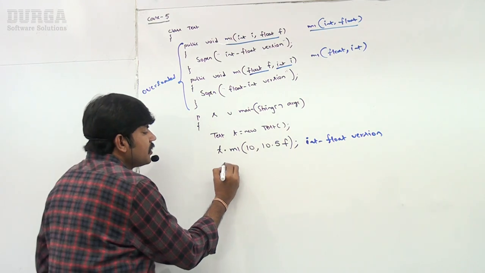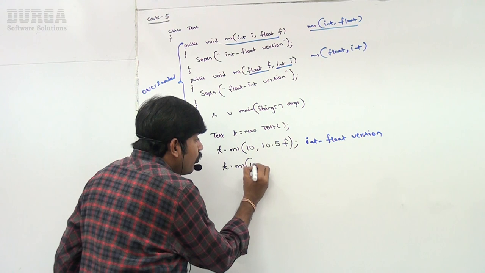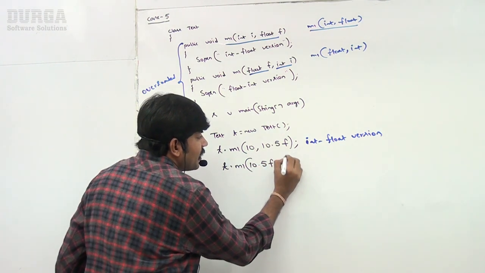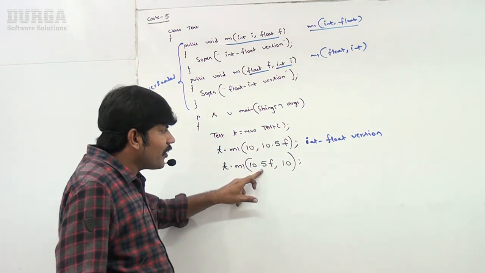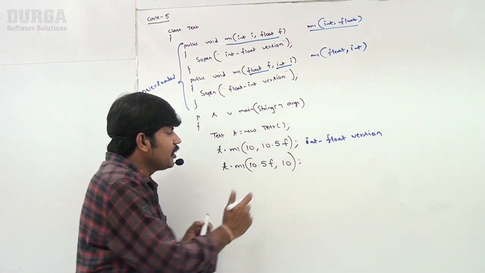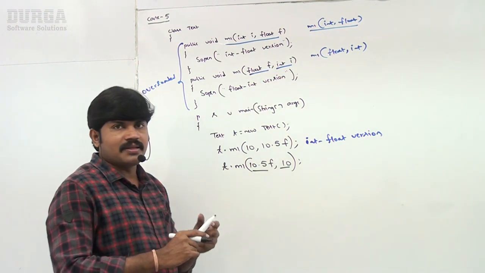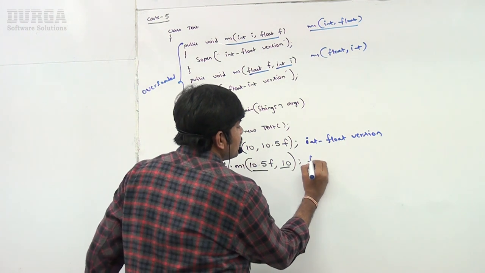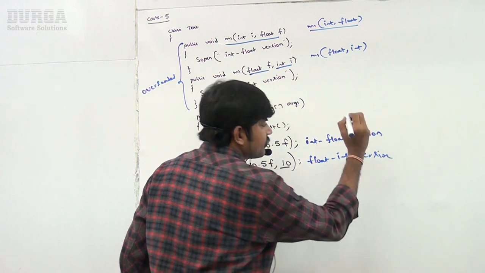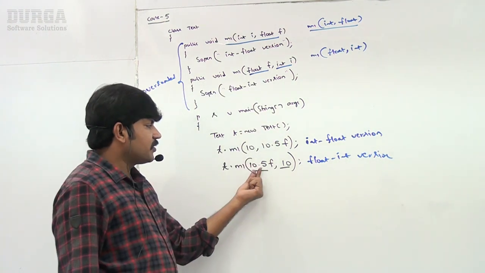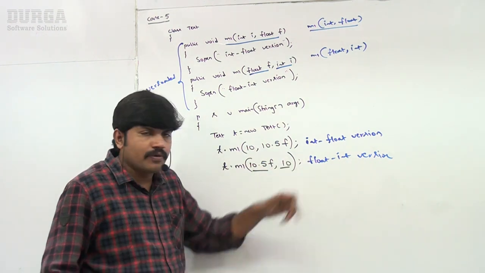Similarly, t.m1(10.5f, 10). Float value, int value. So highest priority goes to the exact match, float, int. That's why the float, int version will get the chance, because you are passing one float value and one int value. In the earlier case you were passing one int value and one float, int, float, like this.